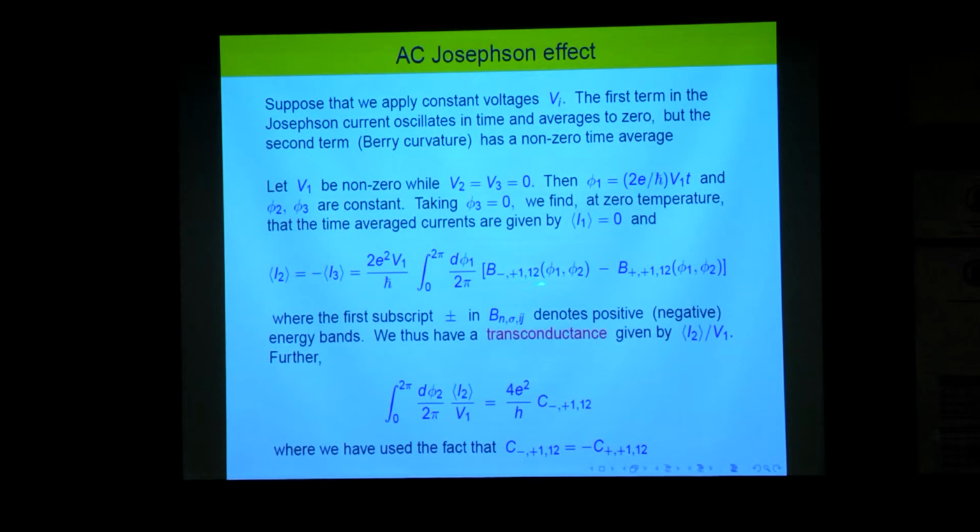So you see right away that the Berry curvature shows up here. In fact, the other term, which is the gradient of E with respect to the superconducting phases, cancels out. You only get a contribution from the Berry curvature. So you have this thing called a transconductance. You apply a potential to wire 1 and you have a current in wire 2, in a different wire, and that's non-zero, given by the Berry curvature. And if you integrate that over phi 2, you get this 4e squared by h times the Chern number. So this object, the transconductance, in principle tells you what the Chern number is, if you can measure it, but you have to integrate it over the phase of one of the wires.